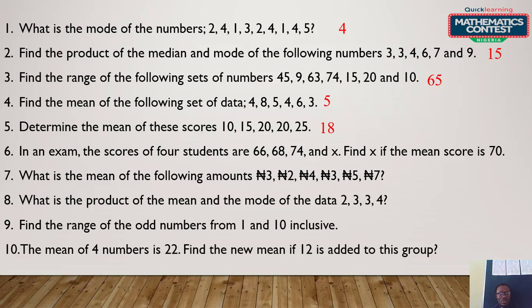Now in an examination, the scores of the four students are these: 66, 66, 68, 74, and X. Find X if the mean is 70. Okay, how do you solve this problem? I know theoretically, if you are given enough time, you should be able to solve this. But in exam setting, how do you solve this question in the exam setting?